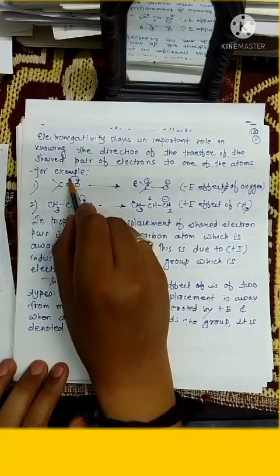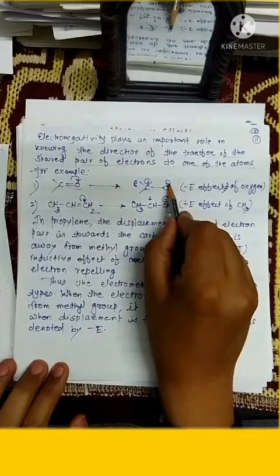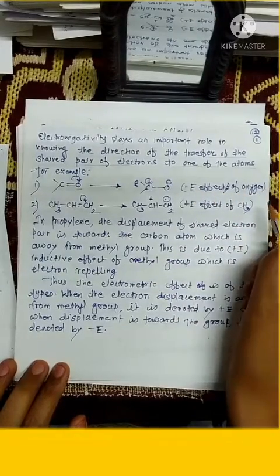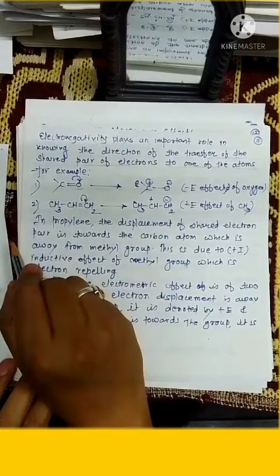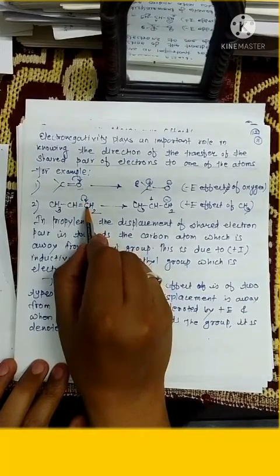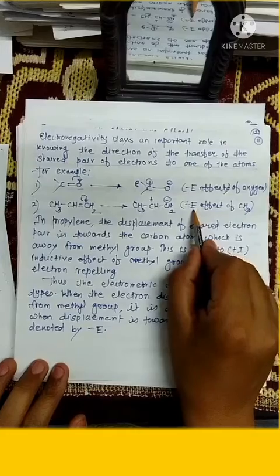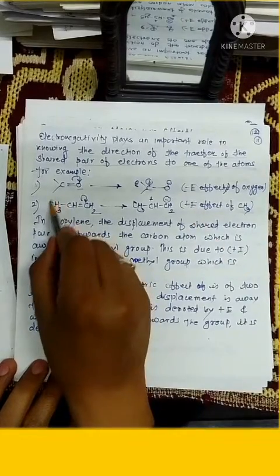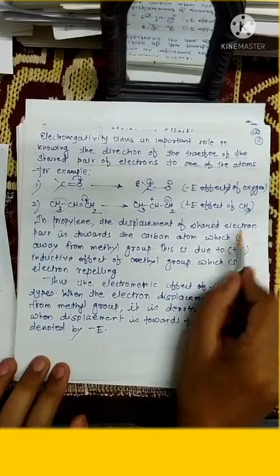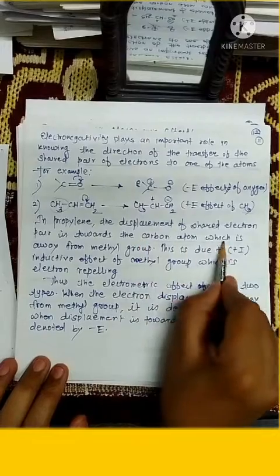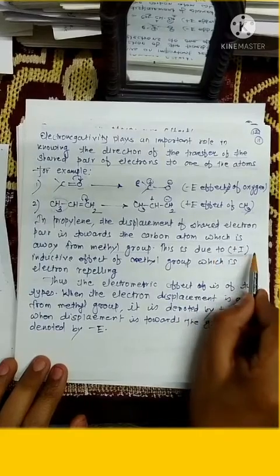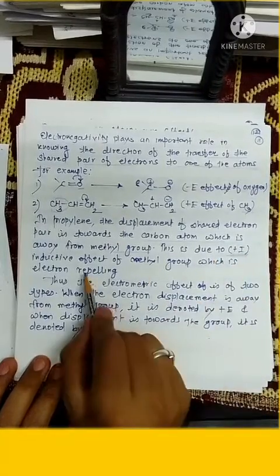That's why the electron pair goes onto oxygen. So it is minus E effect of oxygen. In this case, this electron pair is shifted onto this carbon atom. It is positive E effect of the CH3 group. In propylene, the displacement of the shared electron pair is towards the carbon atom which is away from the methyl group. This is due to the positive inductive effect of the methyl group, which is electron repelling.